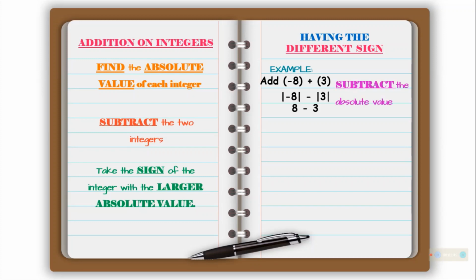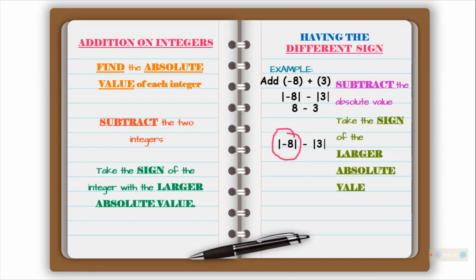So the first thing we do is subtract the absolute value, which is the absolute value of negative 8 is 8, then absolute value of positive 3 is 3. So 8 minus 3 is equal to 5. Since the sign of the larger absolute value is negative, so the answer is negative 5.